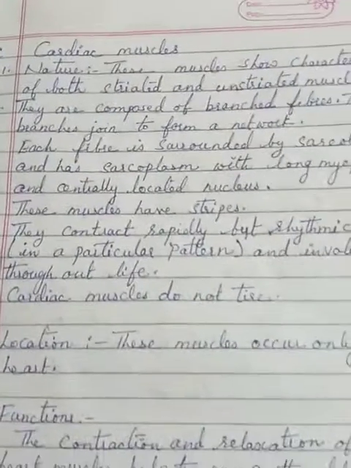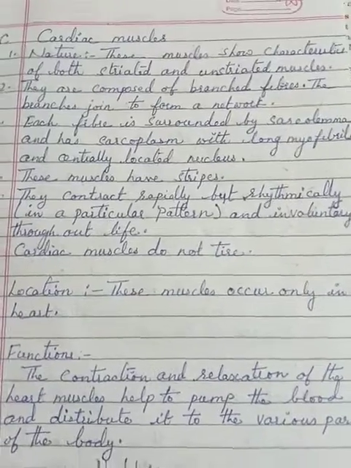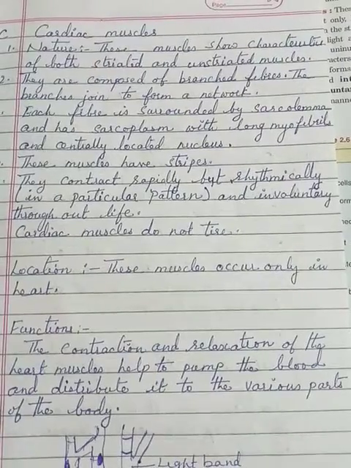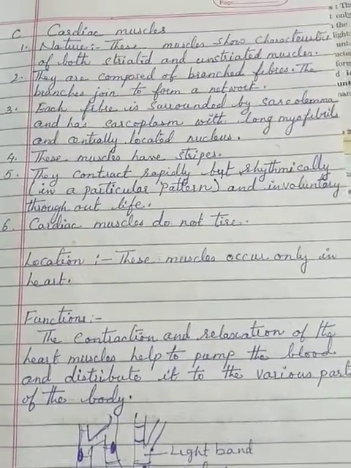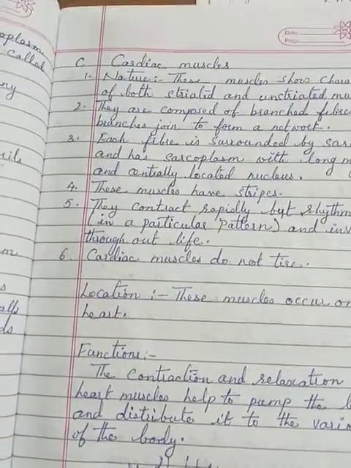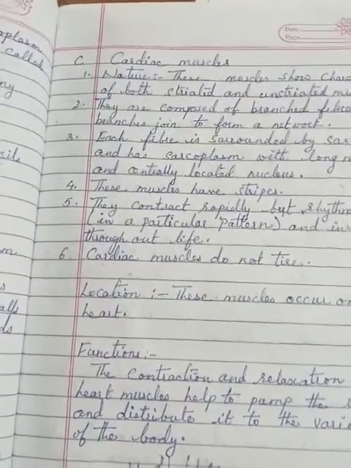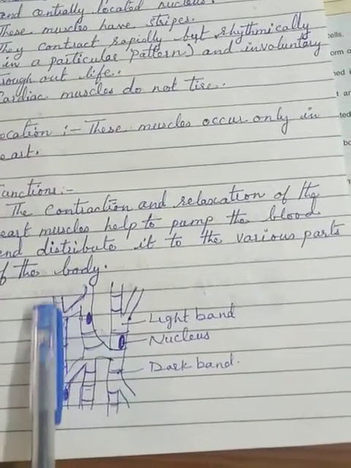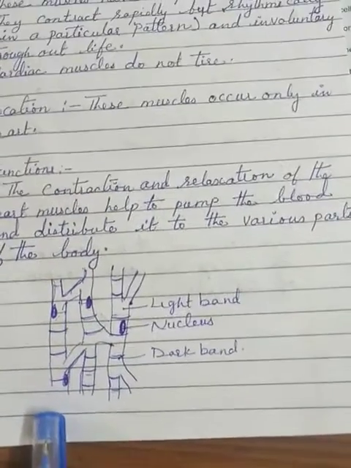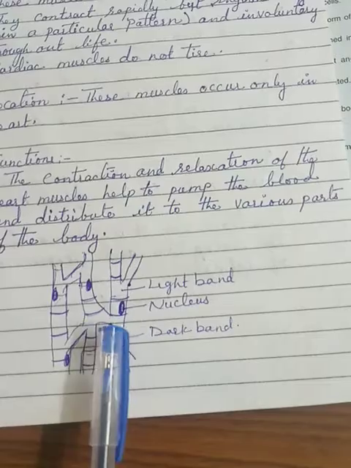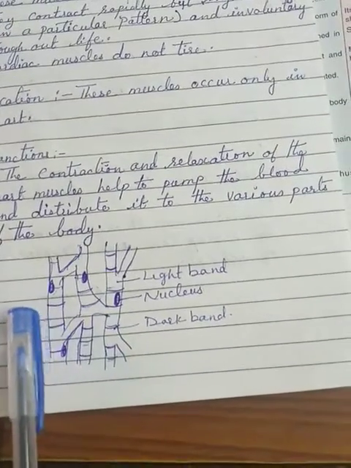Each muscle fiber is surrounded by sarcolemma and has sarcoplasm with long myofibrils and a centrally located nucleus. As we have seen in the striated muscle, they are bounded by a membrane known as the sarcolemma. So cardiac muscles are also bounded by a membrane, the sarcolemma. It has sarcoplasm also, and a nucleus is also present. Long myofibrils are also present.